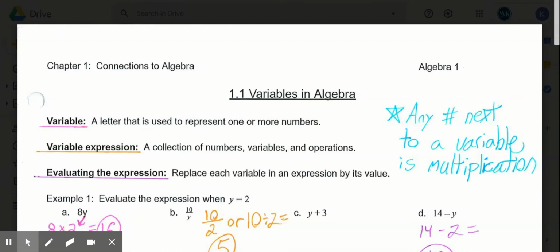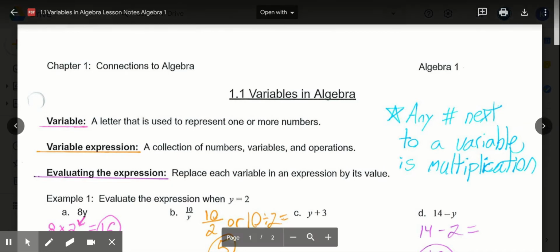Hi, and welcome to our first algebra lesson from Chapter 1, Connections to Algebra, Lesson 1.1, Variables in Algebra. So to begin with, we need to first define and understand the idea of a variable.